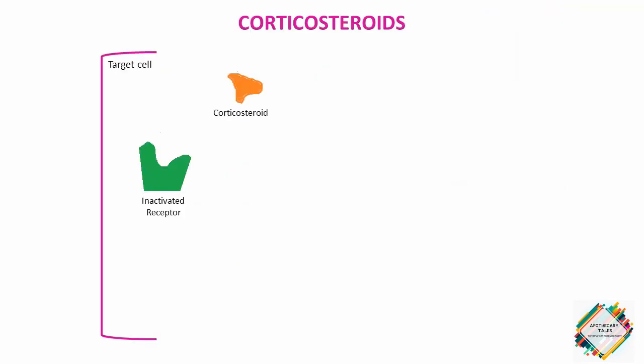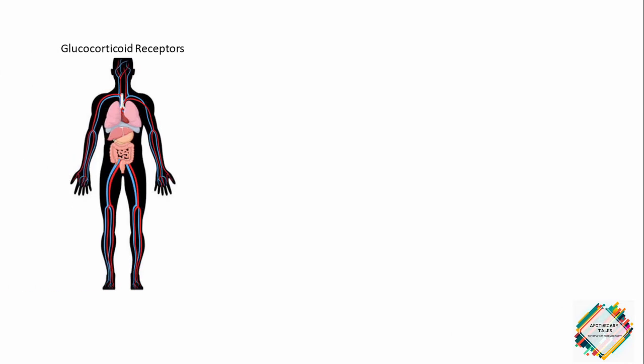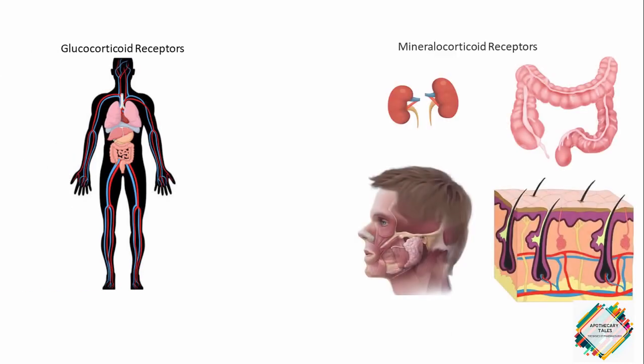The corticosteroids bind to specific intracellular cytoplasmic receptors in the target tissues. The glucocorticoid receptors are widely distributed throughout the body, whereas the mineralocorticoid receptors are confined mainly to the excretory organs such as the kidney, colon, salivary glands and the sweat glands. Both types of receptors are actually commonly found in the brain.